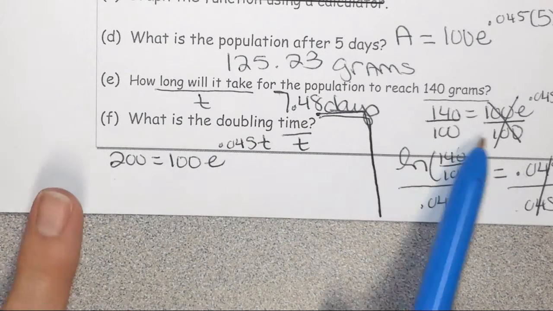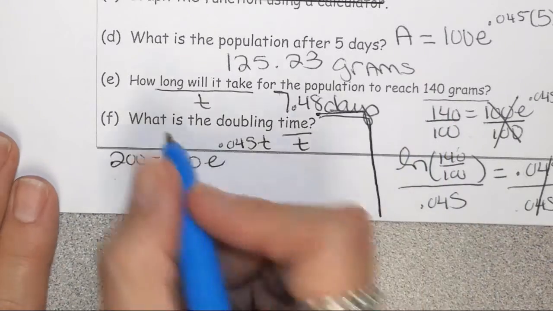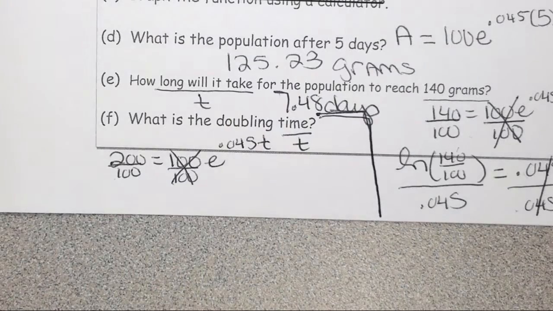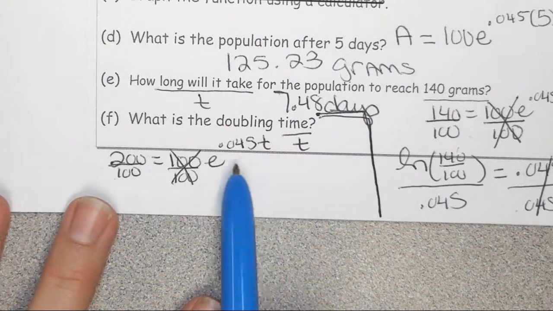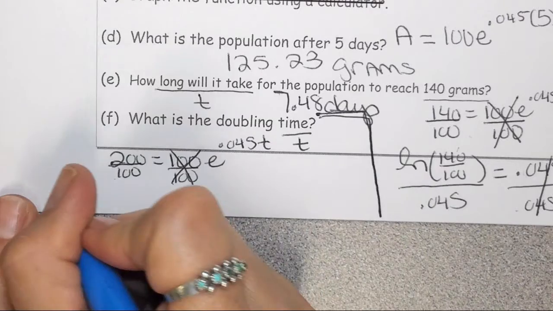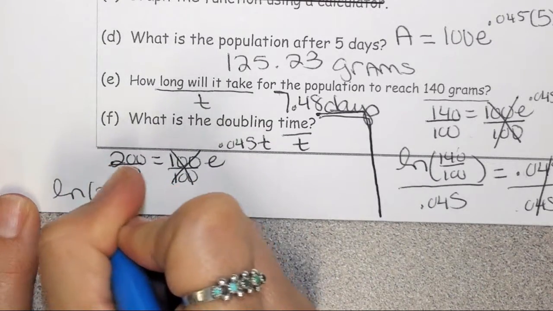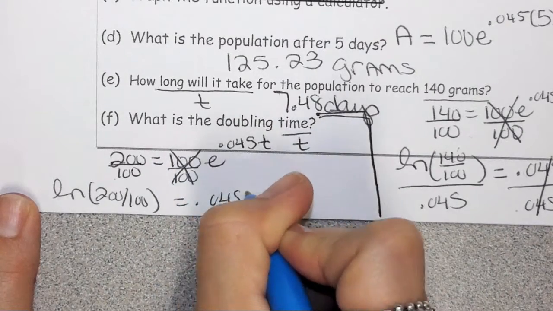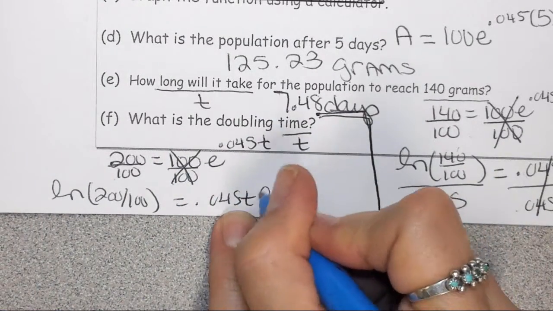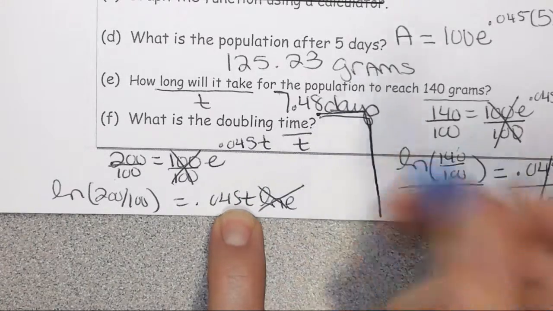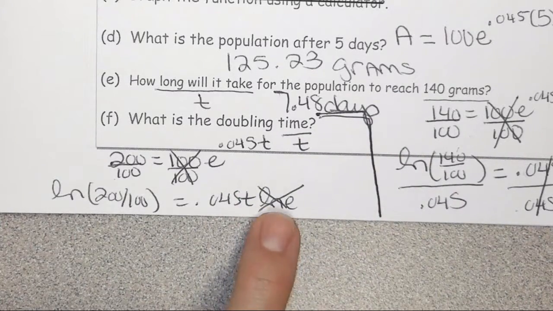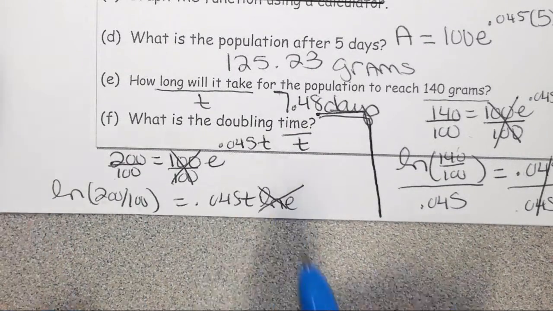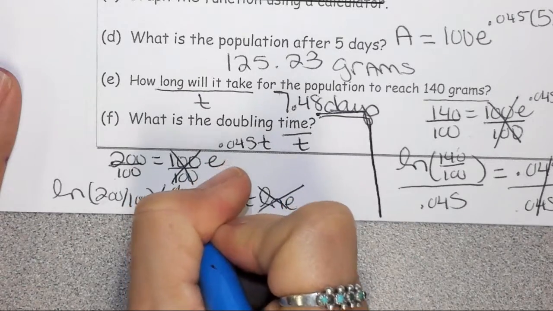What did we do first on the problem we just did? We divided by 100, and I said we're going to let our calculator do it. I'm not even going to mess with it. Then what did we do to bring the 0.045 out? We LN'd it. So that ln is going to make the 0.045 come out front, and ln of e is just what? 1. So what do I have to do to this ln of 200 over 100? Yep, divide it by 0.045.